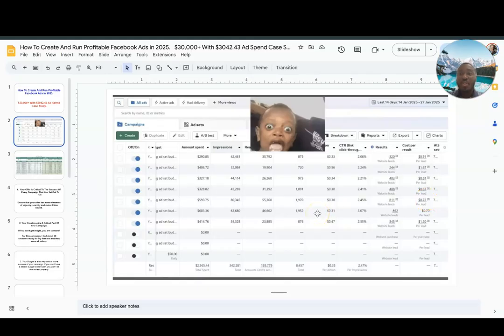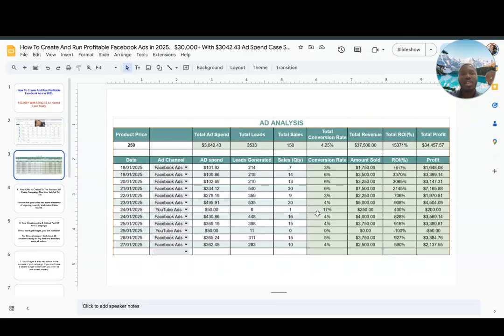But if you're new to Facebook ads, all of this might sound like a bit of jargon. So let's see what exactly this result actually translates to on a spreadsheet. So if you come to this spreadsheet, right, you can see all I've spent over the last 10 days is actually a total of $3,042.43. That is, I've been able to generate 3,533 leads, make 150 sales.